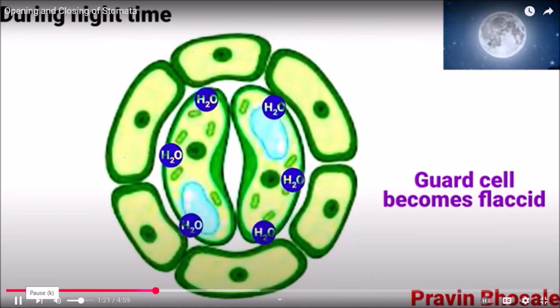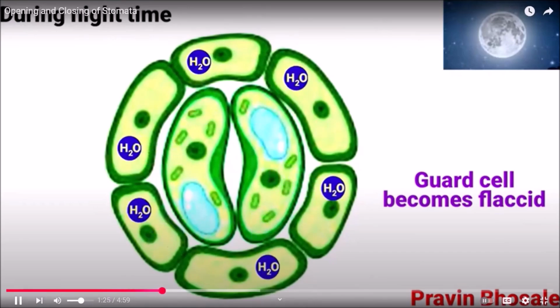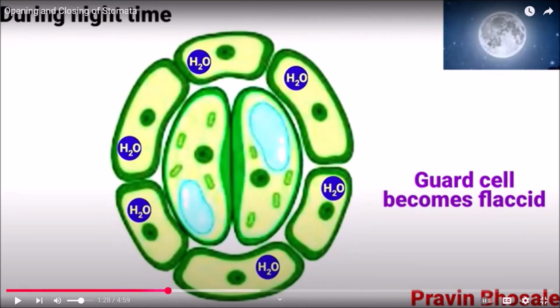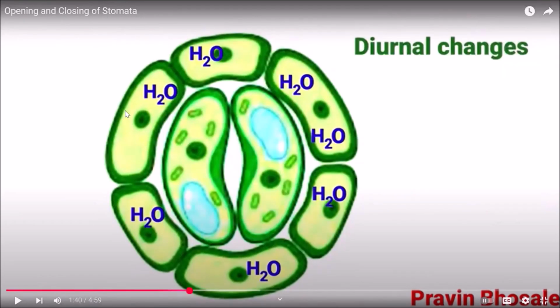At night, guard cells become flaccid because water is moving out. When they lose water, they become flaccid, closing the stoma and reducing water loss. So that is the operation of the guard cells to open and close the stomata.